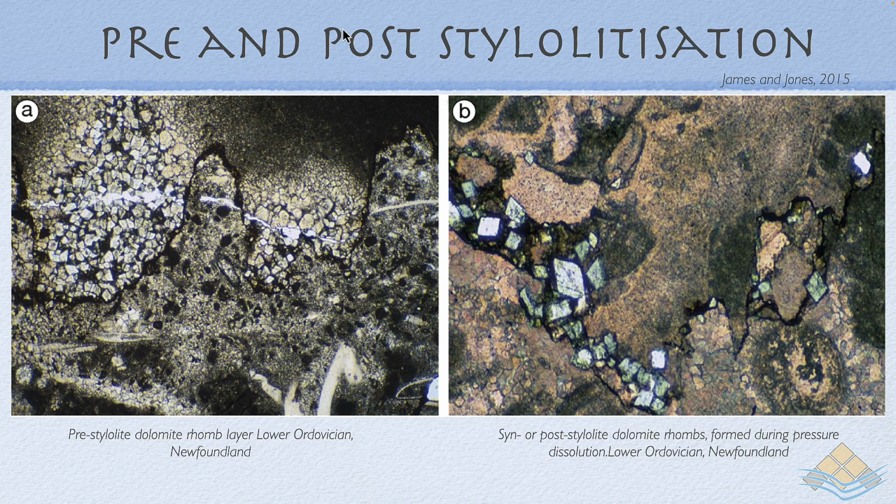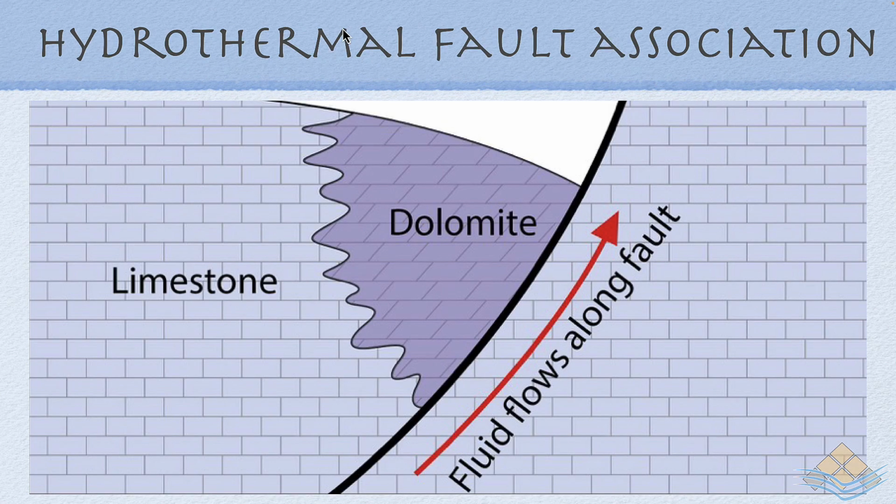These sparry coarse late-stage dolomites can often be related to pressure solution features. And so here we have an example of pre-stylolite dolomite rhombs from the Lower Ordovician in Newfoundland in the figure on the left, whereas in the figure on the right we can see these syn- or post-stylolite dolomite rhombs forming via processes of fluid flow associated with pressure solution. The other thing that we quite often see with late-stage dolomites is some type of focusing mechanism. Quite often they're associated with faults, and we'll look at this a little later in a later chapter. There's this definite association with faults and the transition of textures away from the fault related to the cooling of fluids moving up and out of that fault system.